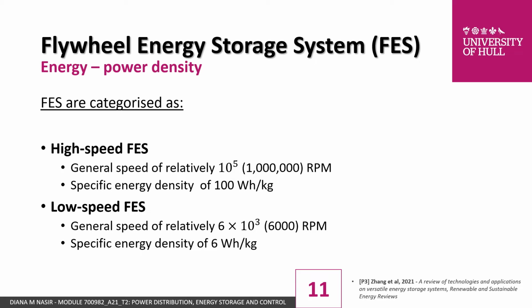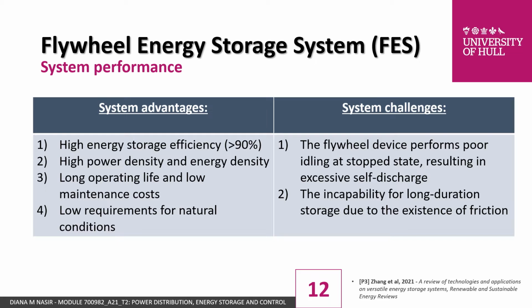So the flywheel systems are categorized into high-speed systems and also low-speed systems. For high-speed flywheel, it can generally speed up to 1 million RPM, and the specific energy density can be achieved up to 100 watt-hour per kg. While for the low speed, it generally speeds up to 6,000 RPM, and the specific energy density is 6 watt-hour per kg. So this is the system performance of flywheel.